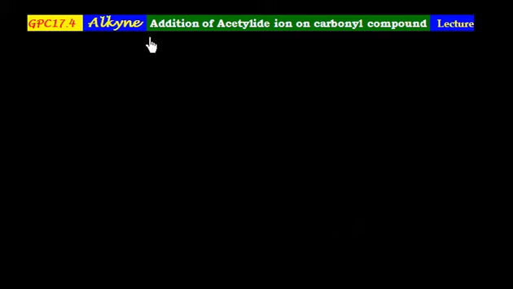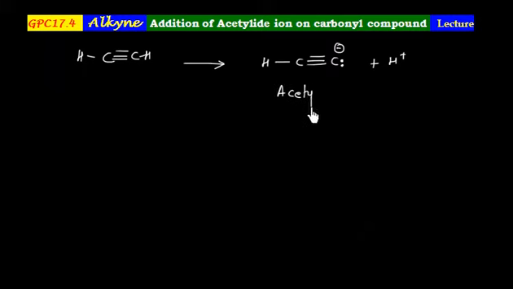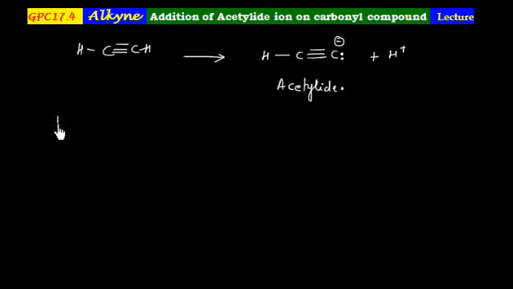In this lecture, we will discuss addition of acetylide ion on carbonyl compounds. This molecule is called acetylene. If I remove one H plus from this molecule, we will have a carbon ion, and this is called acetylide. Acetylide can act as a strong base or a strong nucleophile.